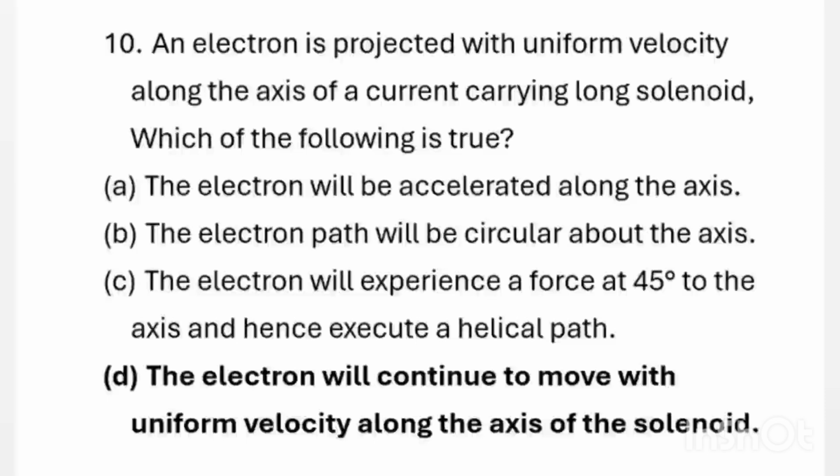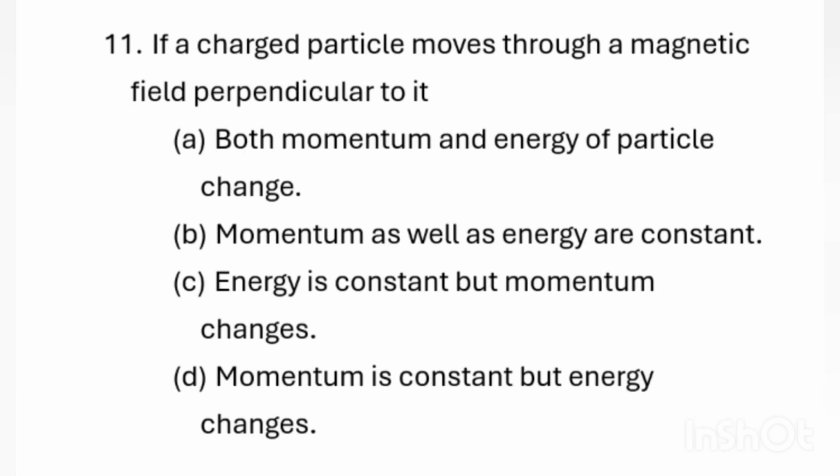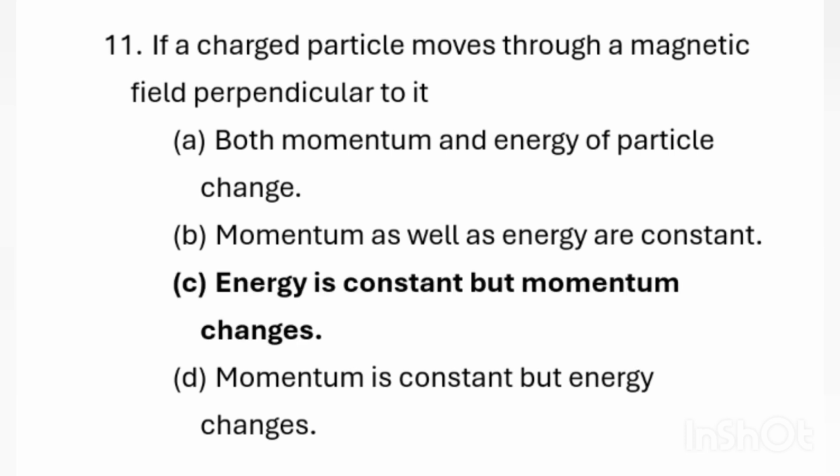Here the correct answer is option D. The electron will continue to move with uniform velocity along the axis of the solenoid. Question number 11. If a charged particle moves through a magnetic field perpendicular to it, option A. Both momentum and energy of particle change. Option B. Momentum as well as energy are constant. Option C. Energy is constant but momentum changes. Option D. Momentum is constant but energy changes. Here the correct answer is option C. Energy is constant but momentum changes.